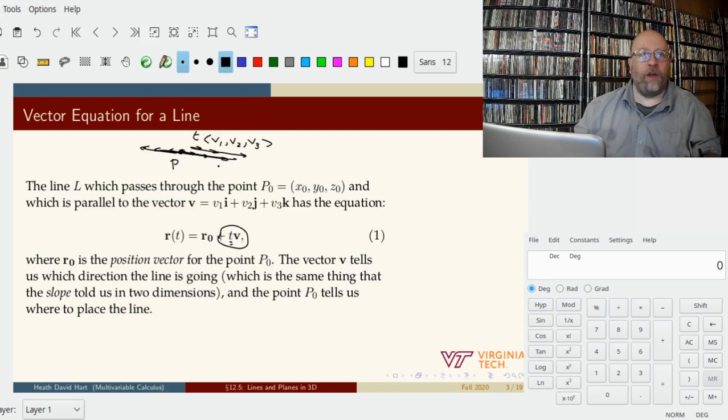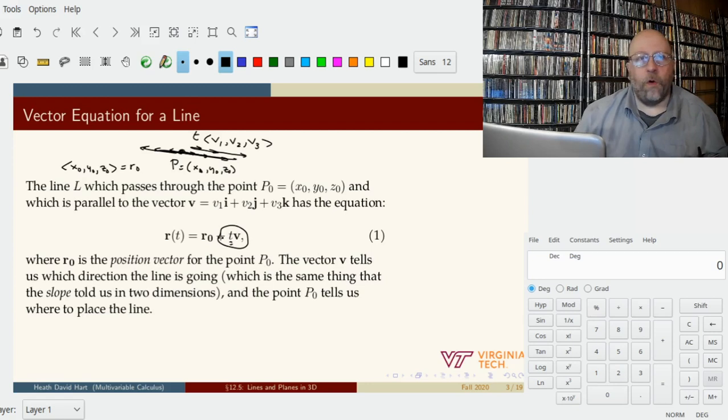The only difference here is that p is a point, and since v is a vector, I have to add vectors together. And so r naught is a vector whose coordinates are the same as the coordinates of p. So if p is the point x naught, y naught, z naught, then r naught is the vector x naught, y naught, z naught. We call this a position vector. So what we'll do is take the position vector as a starting point, take the direction vector, scale it by all real numbers, and add that to the position vector.